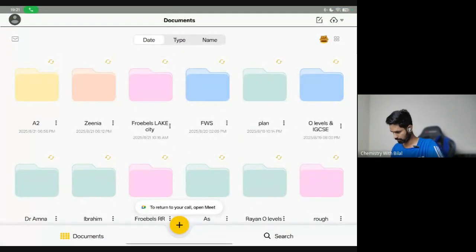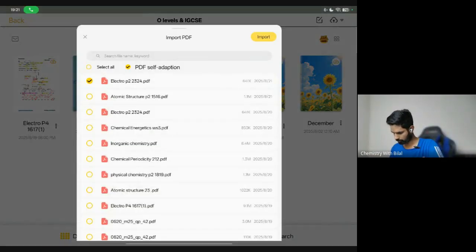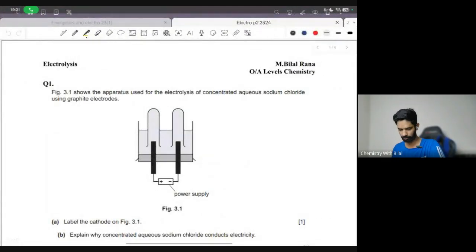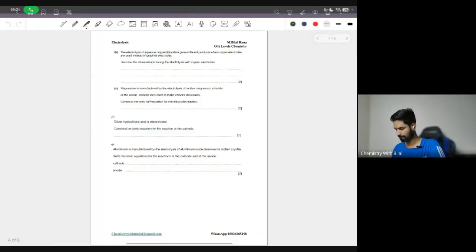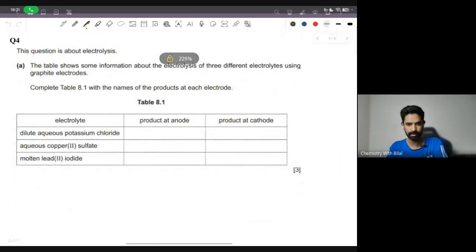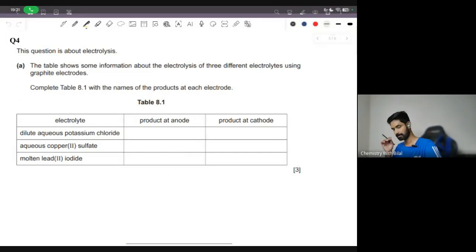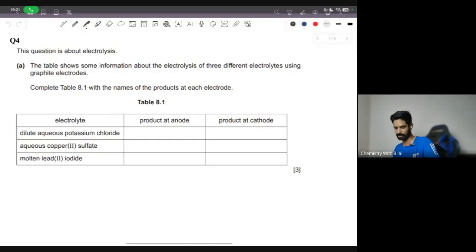So now this is the most important worksheet, imported from my device. Let's start with the last question. This is the exact same worksheet, the question which we did in our online sessions as far as electrolysis is concerned. I'm sure the screen is visible and I'm perfectly audible, right? Yes, thank you so much.